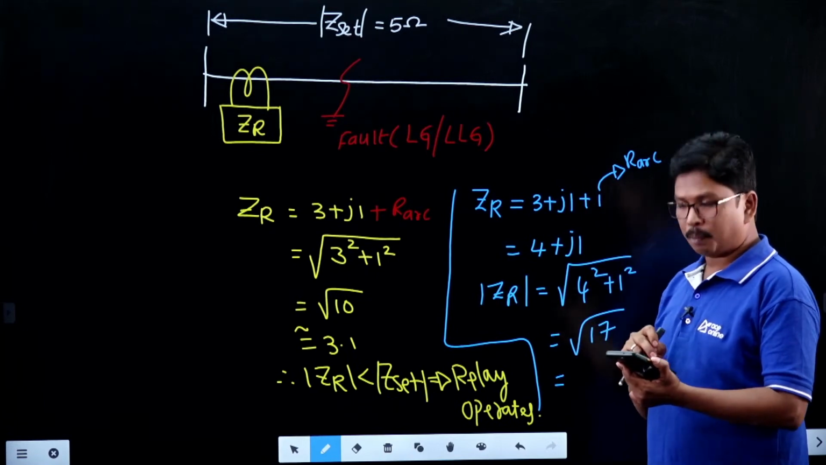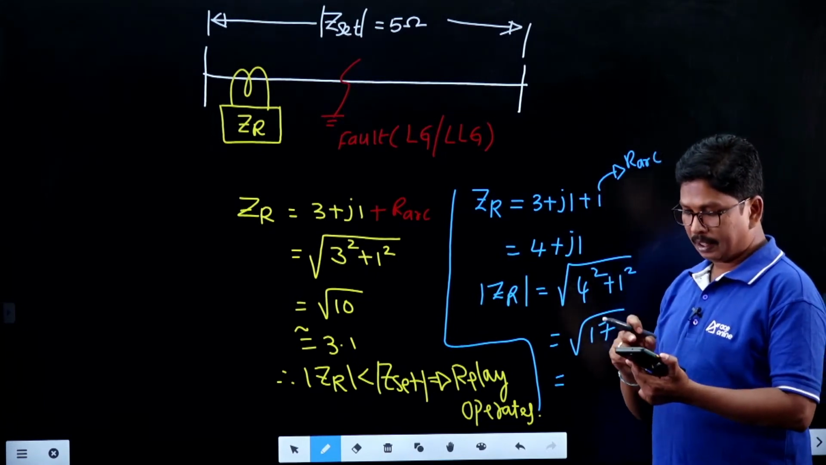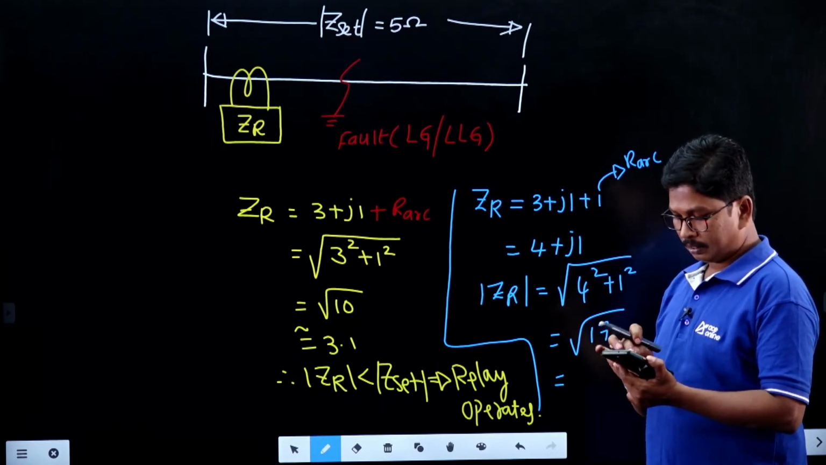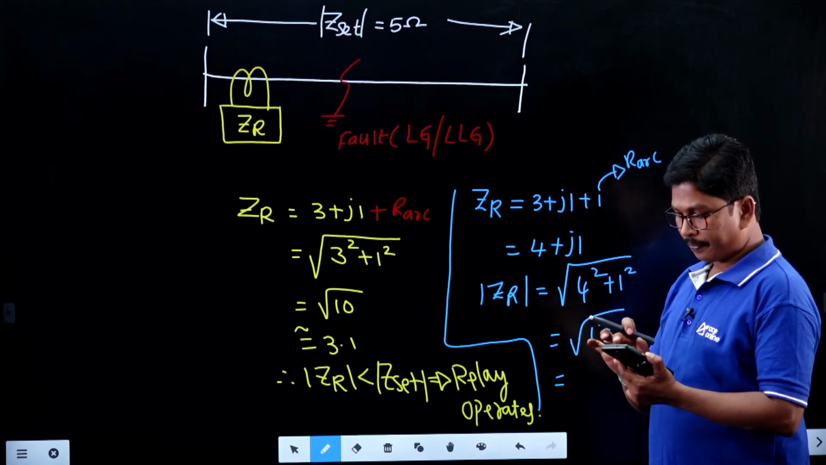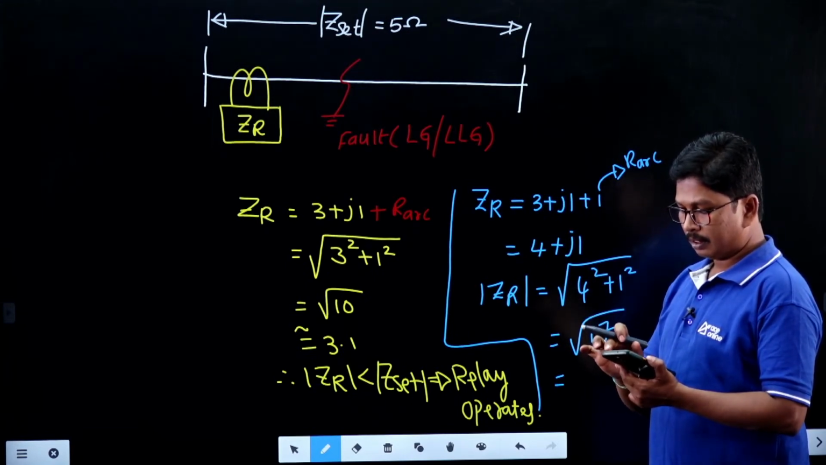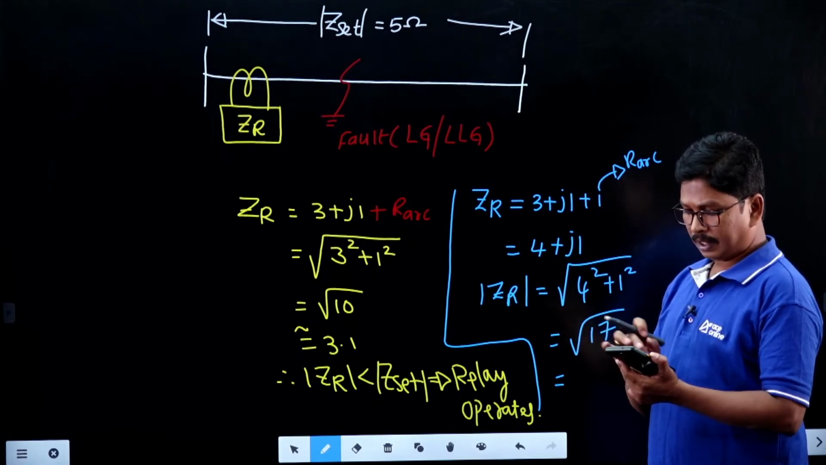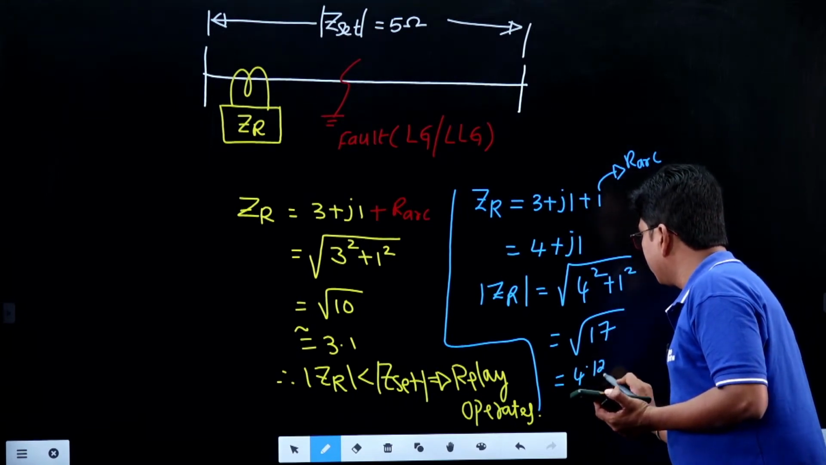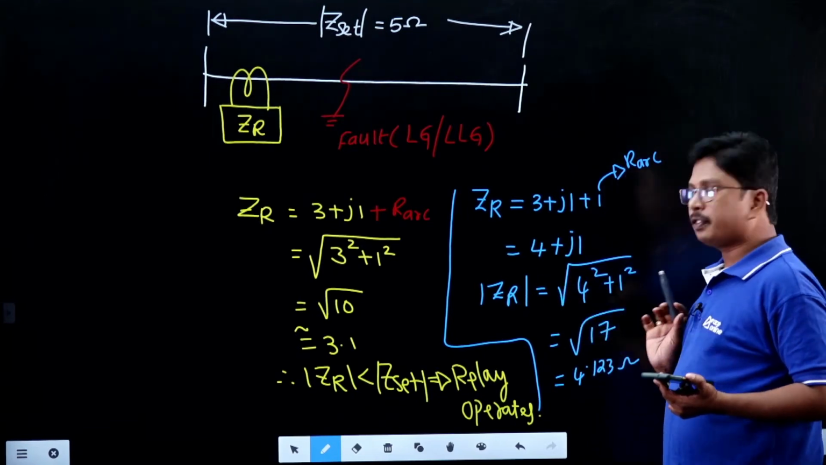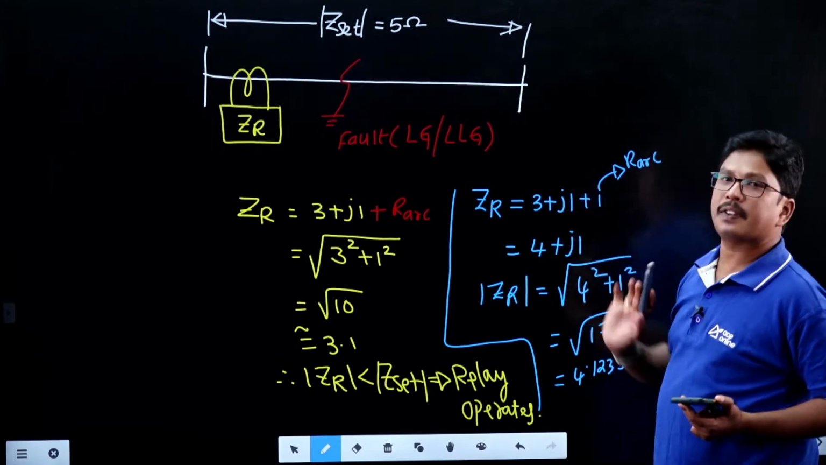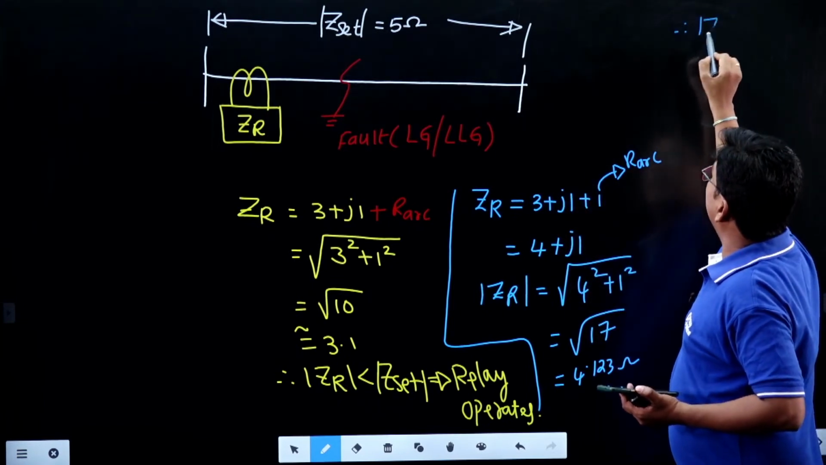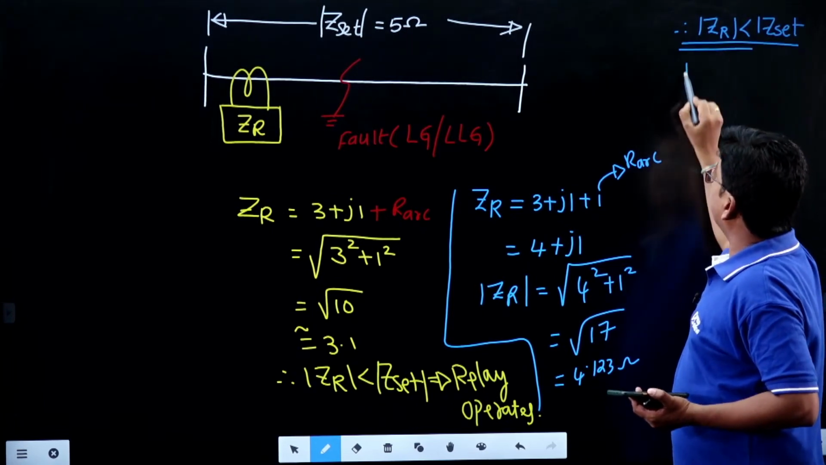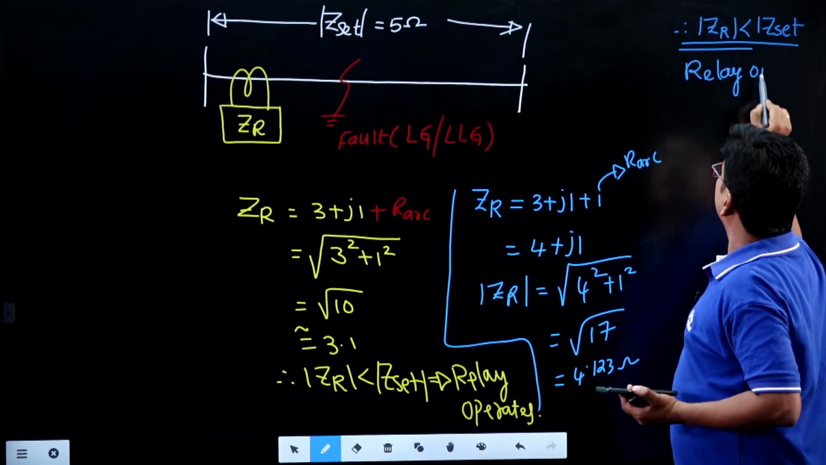4 point something, right? We can write it as 4.1 nearly, 4.123. So ZR is 4.123, okay. Z set is 5, right, students? Therefore, still ZR is less than Z set, so the relay operates.